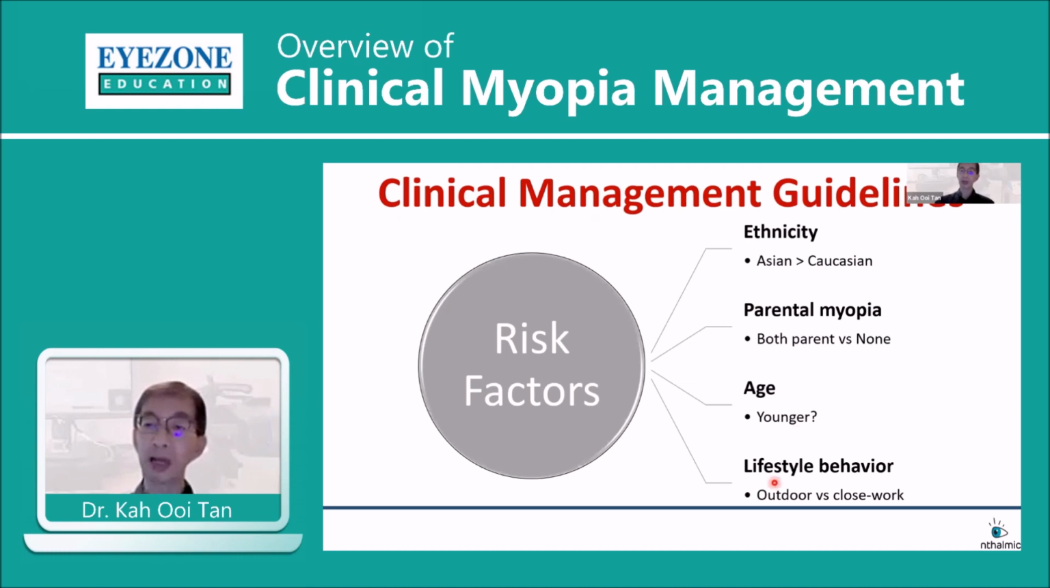And just like I mentioned about the lifestyle behavior, we are talking about outdoor versus close work. Based on the study, we know that if you spend 80 minutes or 120 minutes per day outdoors, that helps to reduce myopia progression to a certain extent. And of course, for those kids who are not able to spend time outdoors, we also need to advise on the visual behavior, including visual breaks, etc.